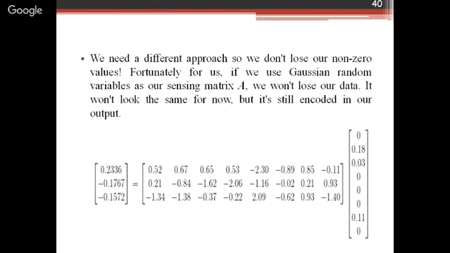Not entirely the original signal. Now 0.18 is represented by 0.2336, but somehow you are able to represent your original signal in the form of fewer measurements. So the entire thing is dependent upon this A matrix, and that A matrix can easily be generated in MATLAB by using the random function. It's already there.